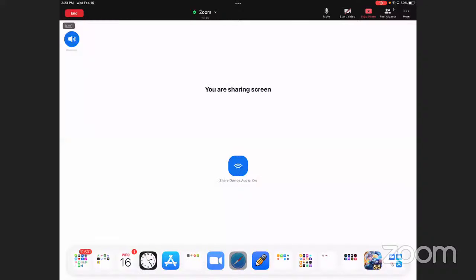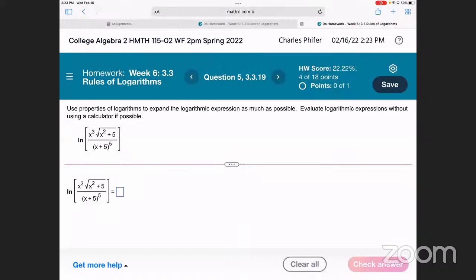Okay. So it says use the properties of logs to expand the logarithm as much as possible. Evaluate the log expression without using a calculator. Okay, so I think they want us to evaluate it. We can evaluate this if possible. Okay.